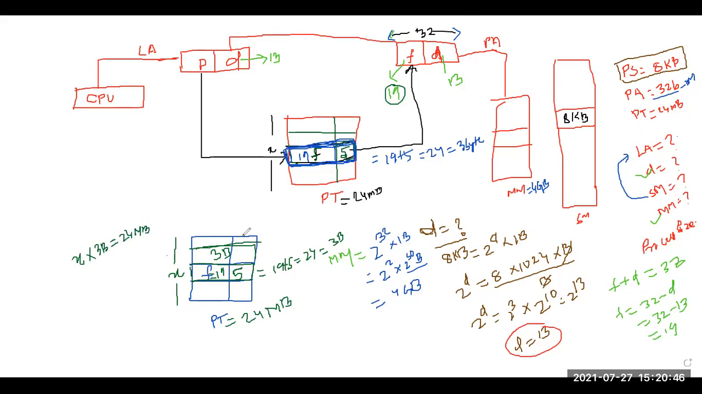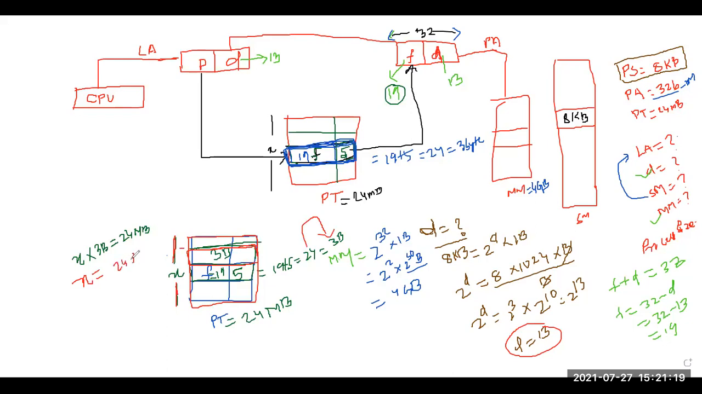Now this is my page table. What is the size of my page table? It is 24 MB. How is it achieved? This is my total number of pages: page 1, page 2, page 3. Total number of pages into the size of each entry. What is the size of each entry here? It is 3 bytes: 19 bits for the frame and 5 bits additional, which is 24 bits, which is nothing but 3 bytes. Is it clear? Now can I find the X value?